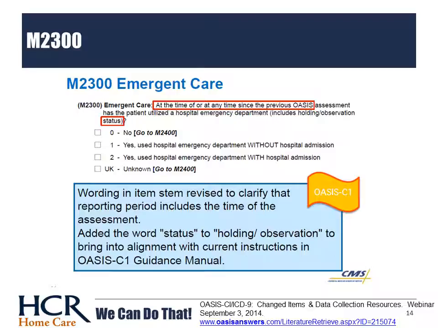The next item that has had some minor changes is emergent care. This item has clarified the time frame in question and added the term status. So this item inquires if the patient has utilized the hospital emergency department at the time of or any time since the previous OASIS assessment.